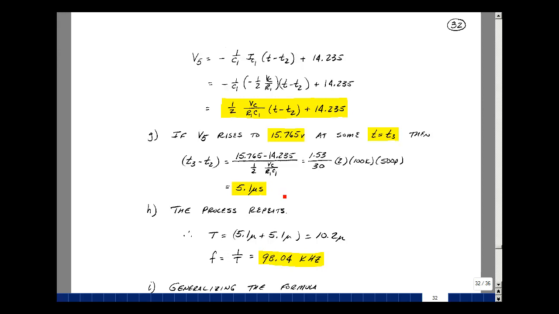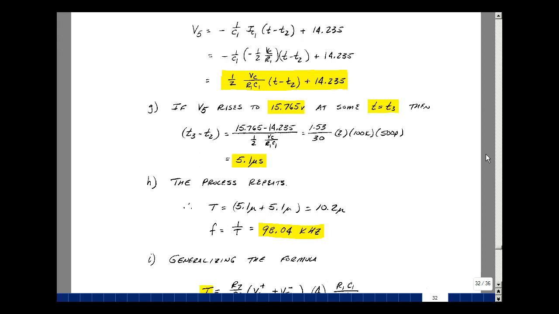The interval we're integrating down is now the same as the interval we're integrating up, so we're going to get a repeatable square wave out of this, as we saw in the simulation. And so our frequency then is going to be the sum of these two times, reciprocal, and that's going to be about 98.04 kilohertz. We'll see in the data sheet that it says it's about a 100 kilohertz oscillator.